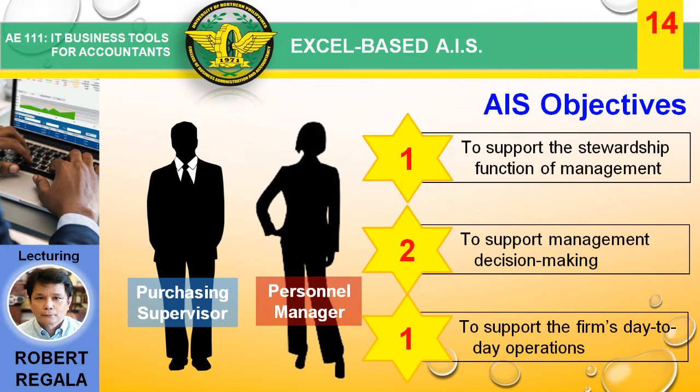Number two, to support management decision making. The information system supplies managers with the information they need to carry out their decision making responsibilities. And number three, to support the firm's day to day operations. The information system provides information to operational personnel to assist them in the efficient and effective discharge of their daily tasks.